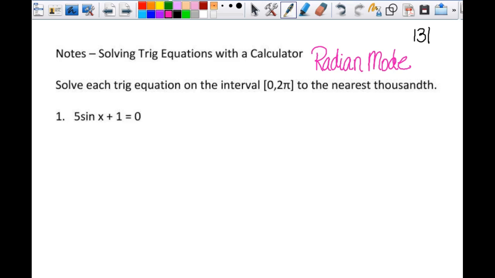But if you're just going to grab one, especially since I also teach geometry, when we're doing trig, we're doing it in degree mode. You want to double check it. Either just clear the RAM or double check it so that you can make sure you're in the right situation there. Okay. And so we're going to solve each trig equation on the interval from 0 to 2 pi to the nearest thousandth. How many decimal places is that? 3. Okay, 3 decimal places.